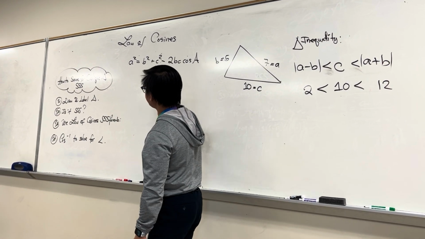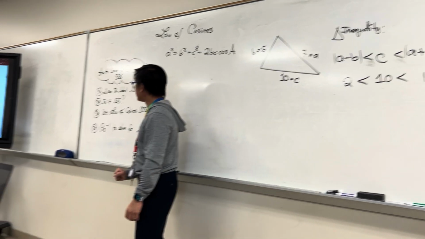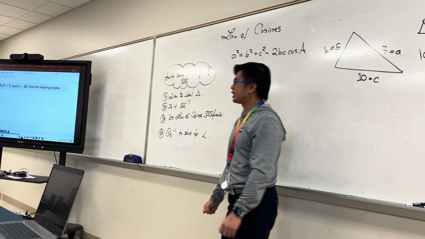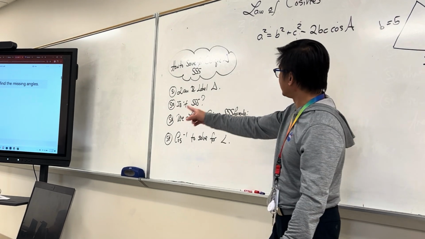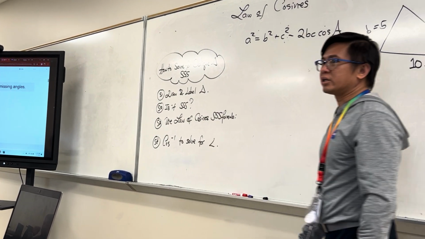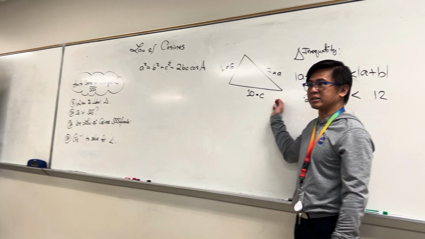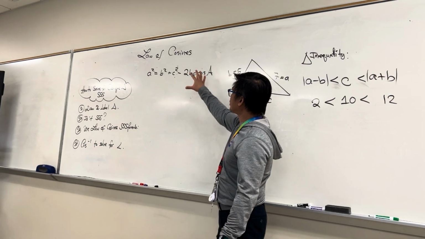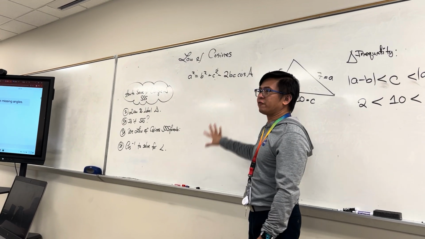Okay. Going back. Yes, we have drawn and labeled this one. Second step. Let's read this one, Kylene. Is it SSS? Are the 3 sides given? Yes, it is, right? Now, we have to derive the formula for SSS.